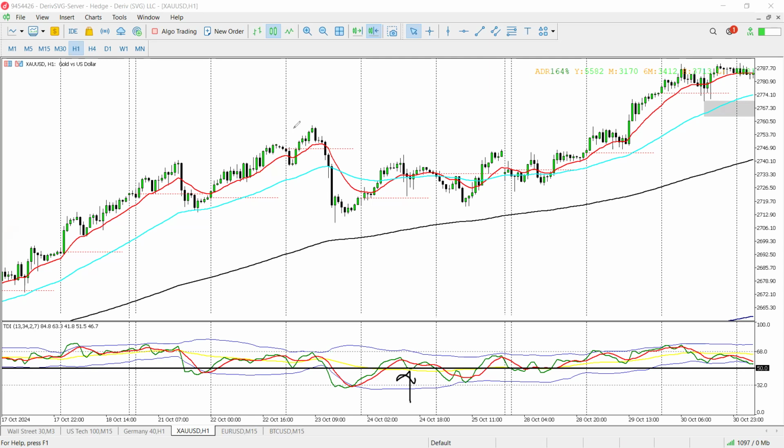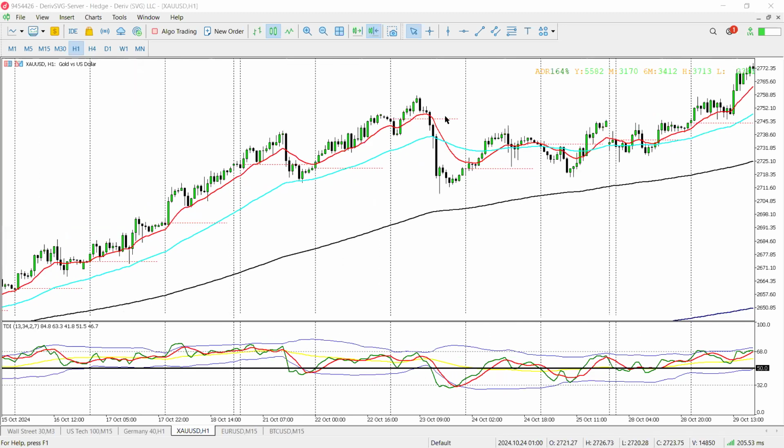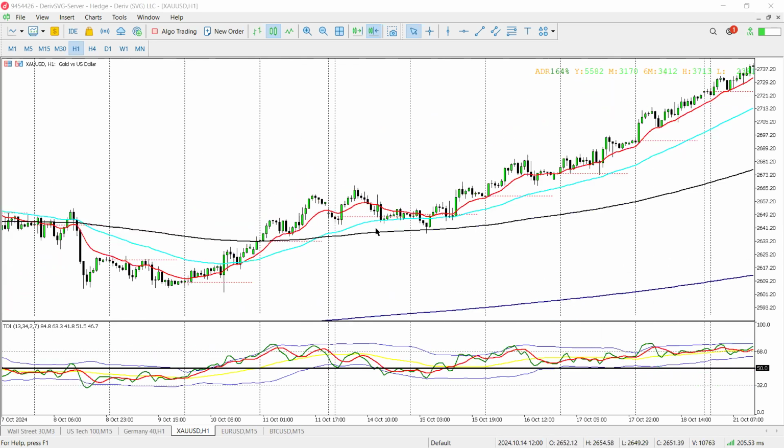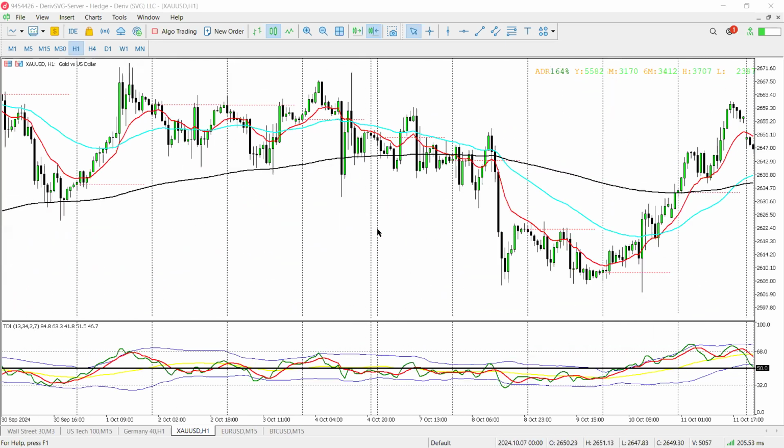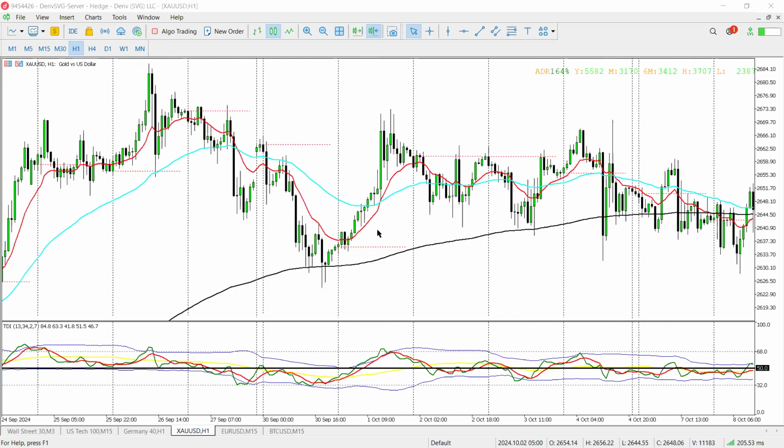But again, let me just say this setup would have depended on how the daily was looking, because remember, that's where the main bias comes from. So if your daily chart shows you something, if it's unconfirmed on H1, then that means there is nothing. There is totally nothing.